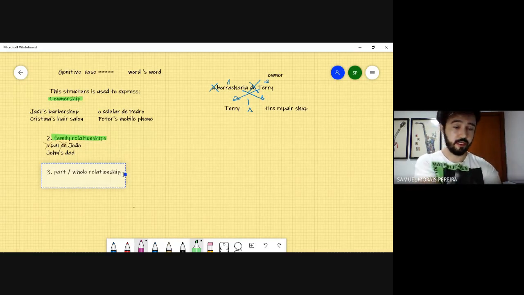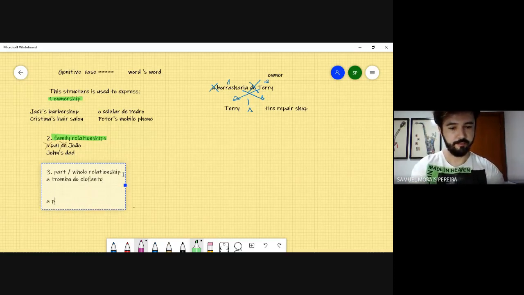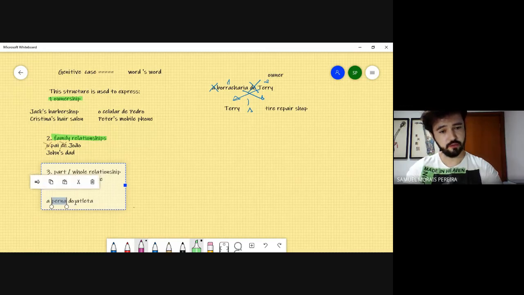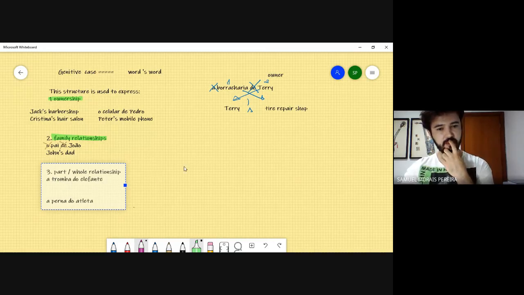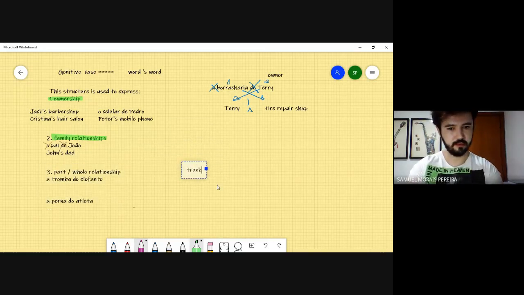For example, when I say a tromba do elefante, a perna do atleta. Pessoal, quando eu falo a perna do atleta, não existe relação de posse, existe aqui relação de parte pelo todo. A perna é uma parte do atleta. A tromba é uma parte do elefante. O elefante não comprou a tromba dele, ok? Thing like this. So, a tromba do elefante. Samuel, how do I say tromba? Tromba é trunk, ok? So, how do I say a tromba do elefante?